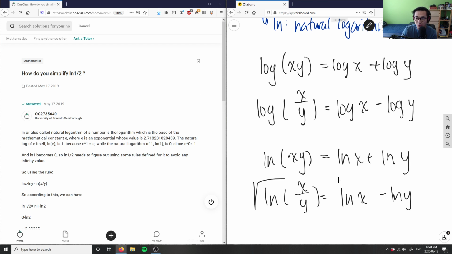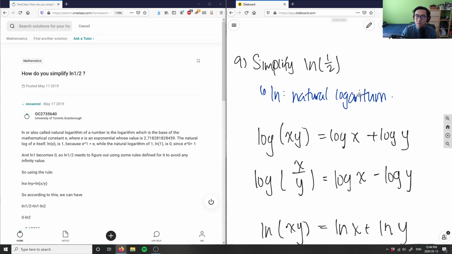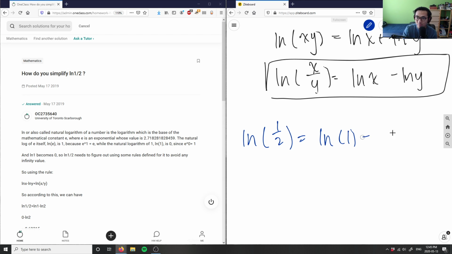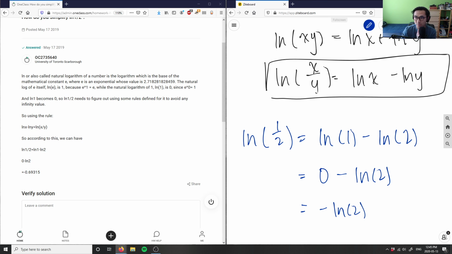So knowing this rule, we can actually solve for this. Let me do this in blue. ln of 1 over 2 is going to equal ln of 1 minus ln of 2, right? And we know ln of 1 is indeed 0. So this would be 0 minus ln 2. Therefore, if I want to simplify ln of half, this is simply negative ln 2, and this is our solution for this problem.